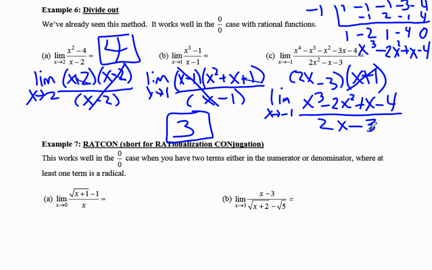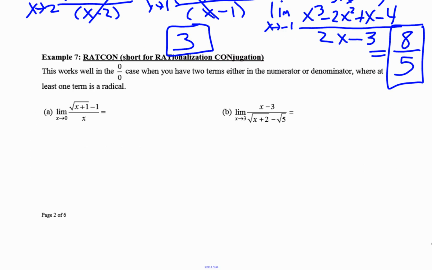Okay, now let's see if we can plug it in. Remember, always try direct substitution first. And it looks like in this case we can. I think we get negative 8 on the numerator, negative 5 in the denominator, so we get 8 fifths. So not so bad. You might need to brush up on your synthetic division, but it's still not that difficult.